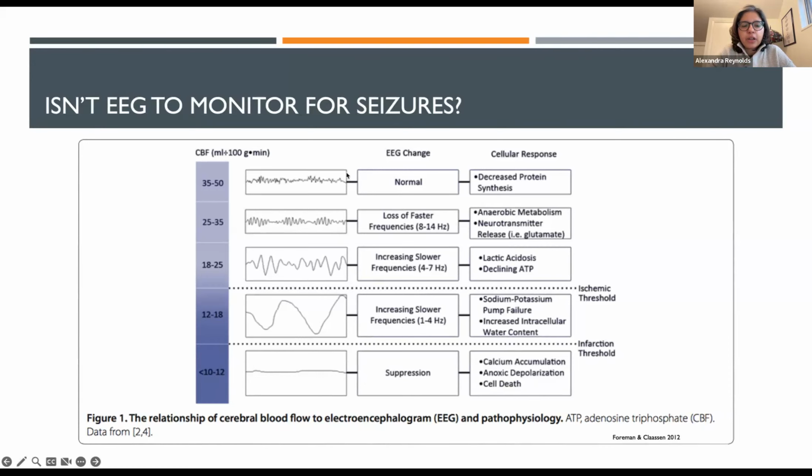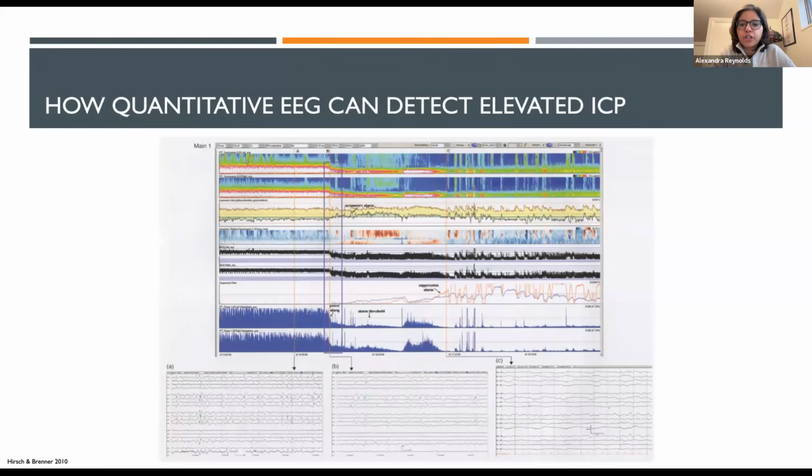But so we can use EEG to look for changes related to elevated ICP, because as the ICP goes up, the neurons are essentially getting ischemic, right? Because of poor cerebral perfusion pressure. So you can see this in the raw EEG, and that's at the bottom here. But quantitative EEG can help detect this more easily, especially to the untrained eye. And so quantitative EEG has been suggested to be a sort of neurotelemetry.